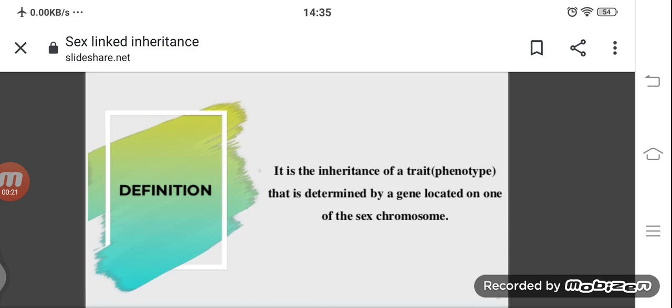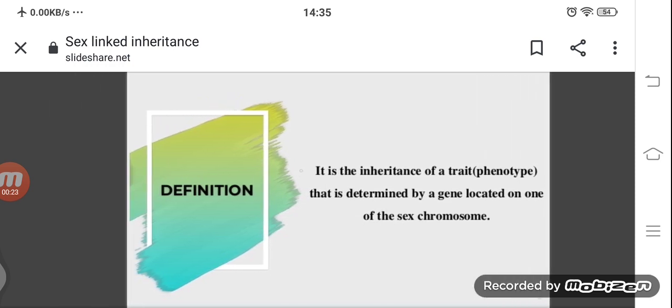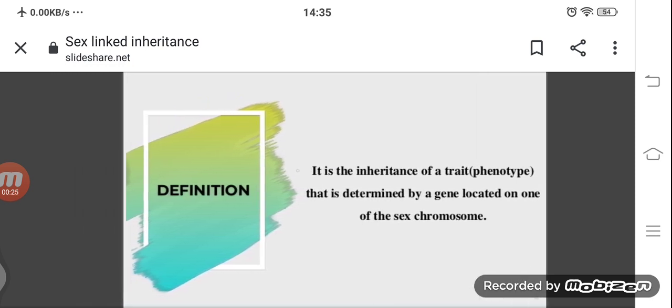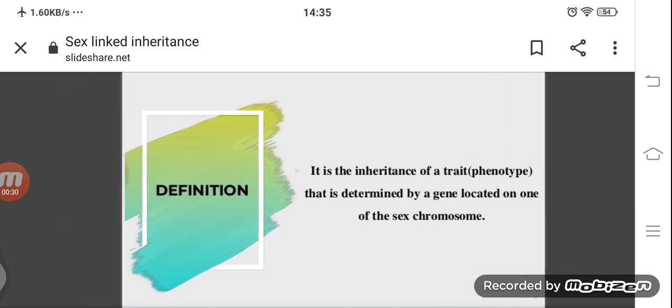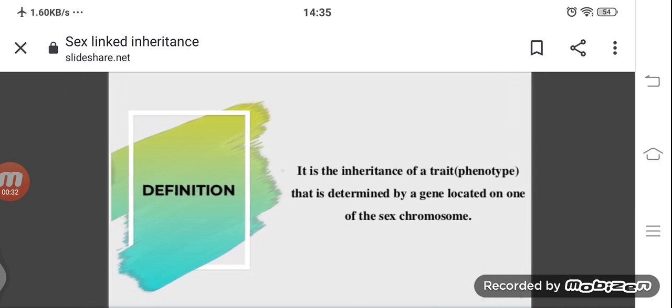So, in the human body, how many sex chromosomes are present in total? Only two sex chromosomes. One is X and one is Y. The locations of the X and Y determine the inheritance of sex-linked traits.